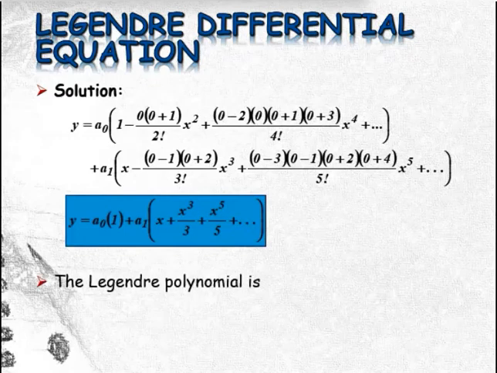So the finite series is called the Legendre polynomial, and in this case, your Legendre polynomial is equivalent to y sub 1 of x or P sub 0 of x, which is equivalent to 1. The subscript of P implies the degree of your Legendre polynomial, and the degree of the Legendre polynomial is equivalent to n equals 0.